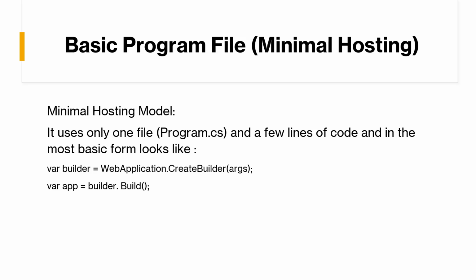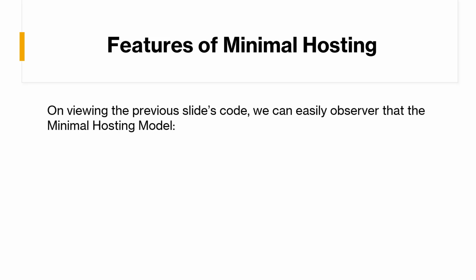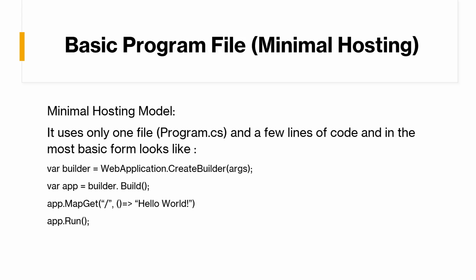The Build method is called on the builder object, and then the app.MapGet extension method is called, in which a lambda expression, an anonymous function, is passed which writes Hello World, and then app.Run. So these are just the most basic template when you want to create an ASP.NET 6 web application. And here are the features. If you go back to the last, these 4 lines, you can see that it uses just 4 lines of code, and it is just one program file.